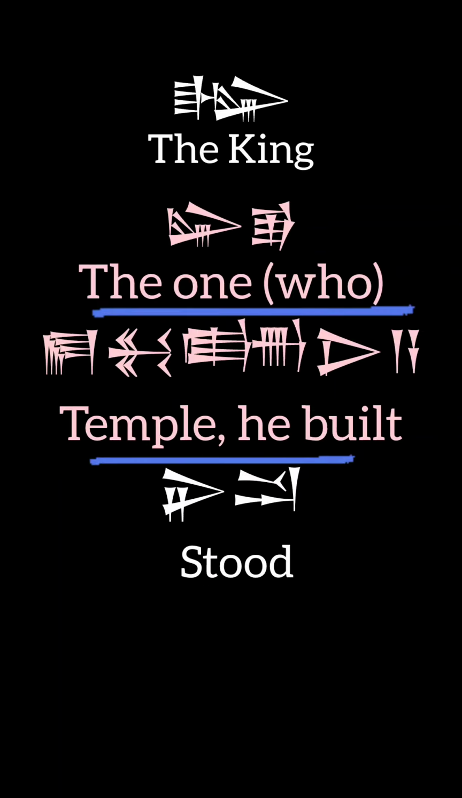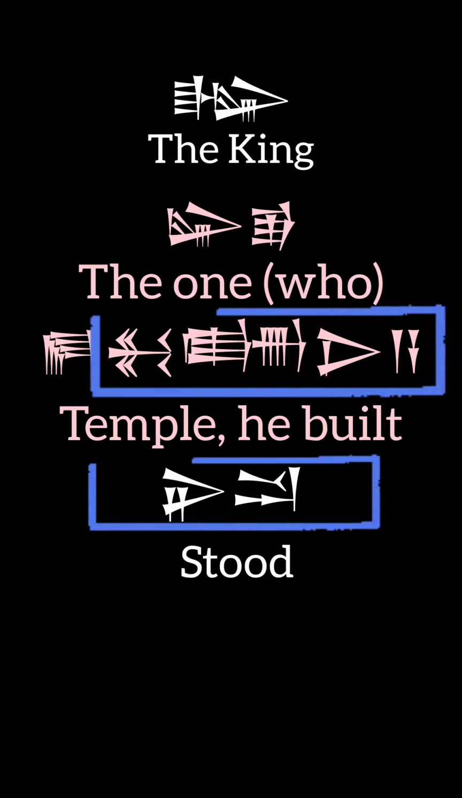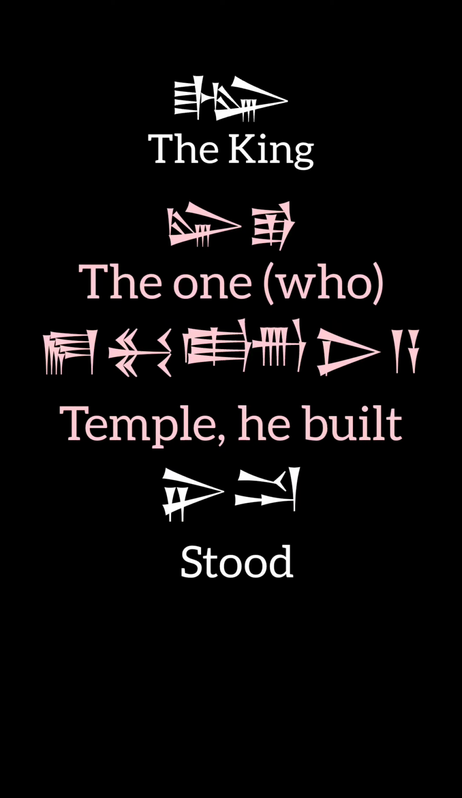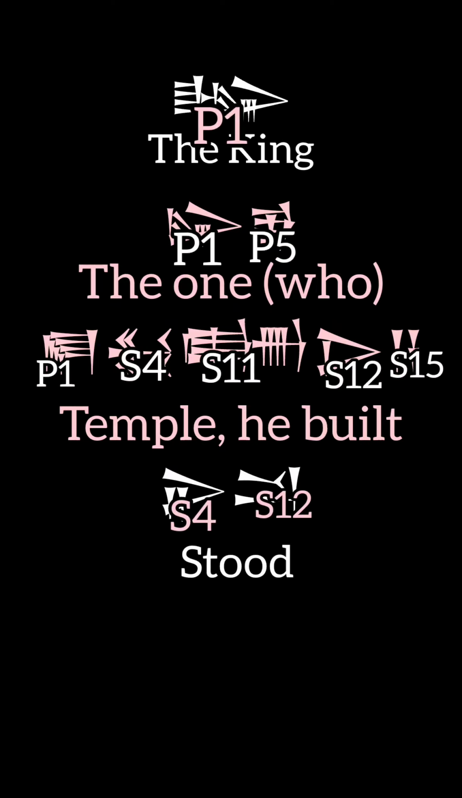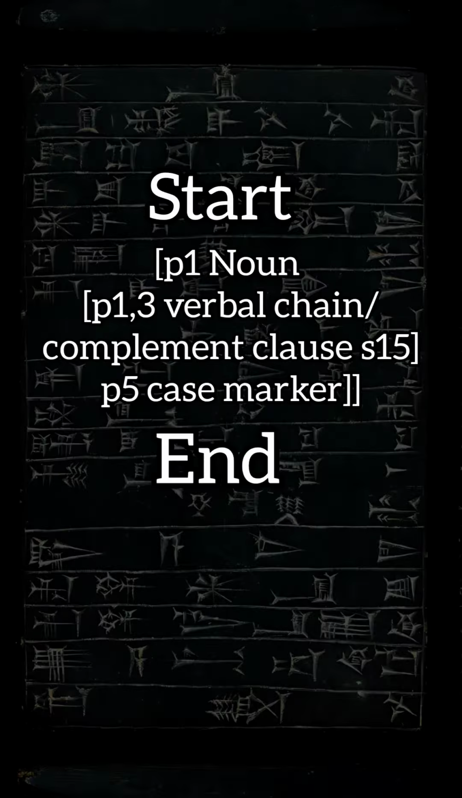And here are the two verbal chains, if anybody wants to know. And here are the positions and the slots that the signs would sit in. Remember that slots are verbal chain, positions are nominal chain. The only thing that could come after the subordinate suffix is a case marker in position 5 from the original noun phrase, with the structure looking something like this.